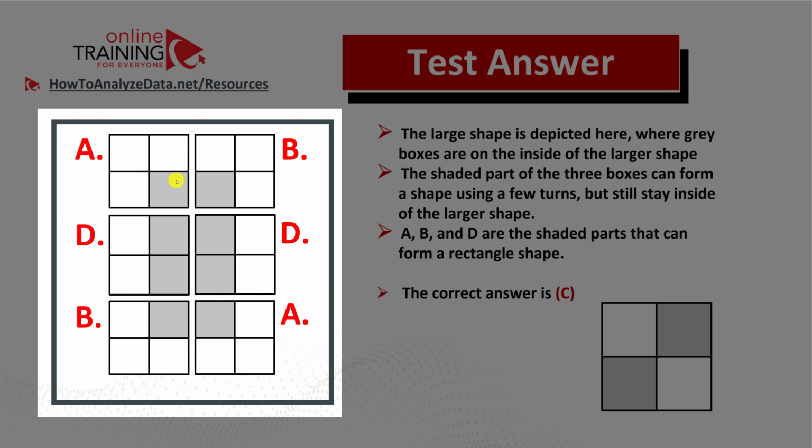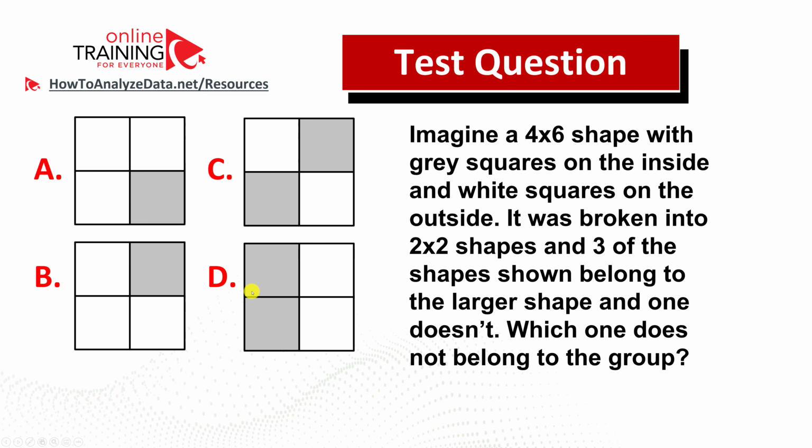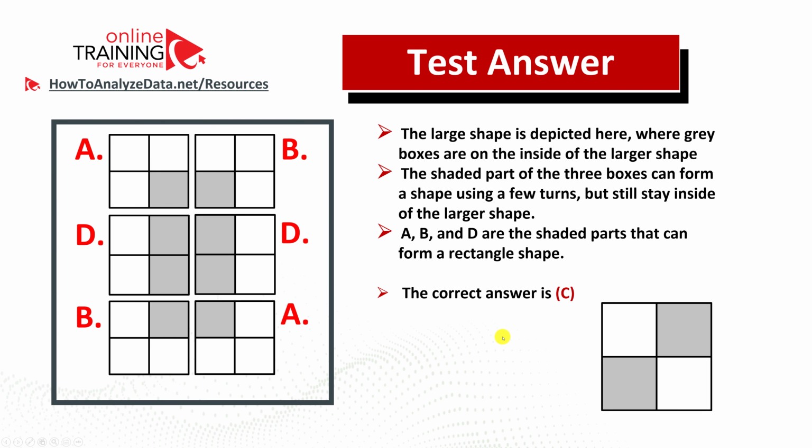If we go back to the question, you see that choice A is represented right here if you flip the box in the bottom right corner of the screen. Choices B are in the opposite corners, and choices D are in the middle. But what you see is that choice C is not represented here anywhere. So the correct answer here is choice C.